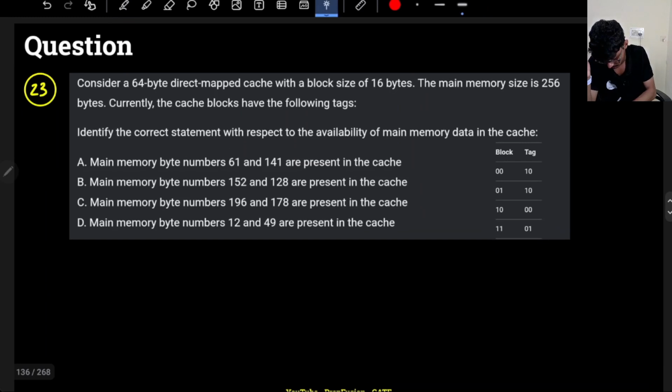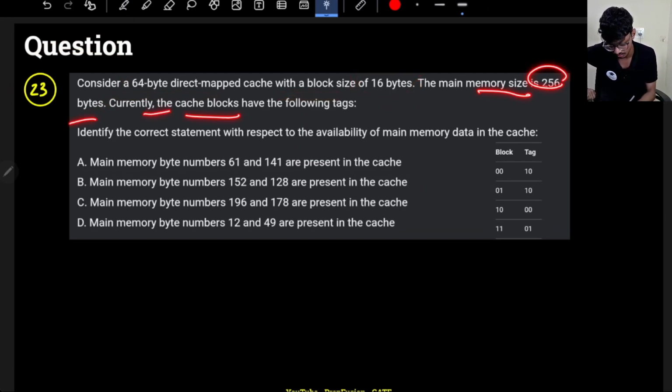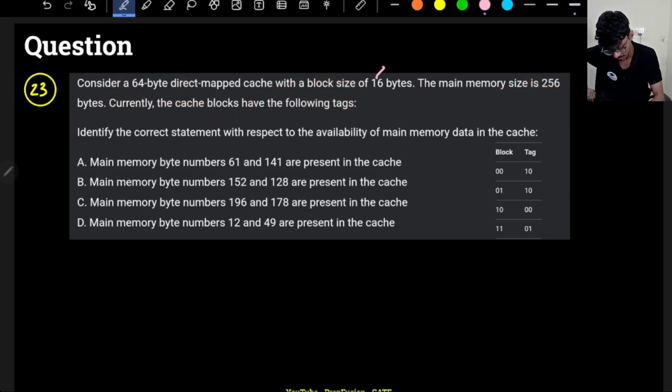Now let's solve this question, question 23. Consider a 64 byte direct mapped cache with a block size of 16 bytes. The main memory size is 256 bytes. Currently the cache blocks have the following tags. So it is a 64 byte direct mapped cache and the block size is 16. What will be the byte offset? Byte offset will be log base 2 of 16, so it will be 4. And it is a 64 byte direct mapped cache, so cache memory size is 64 bytes.